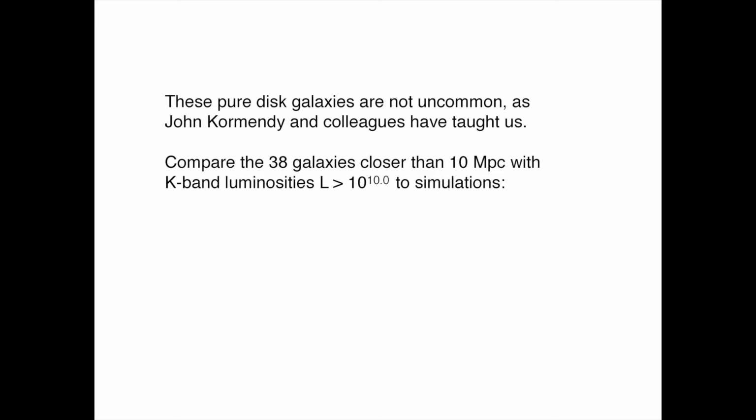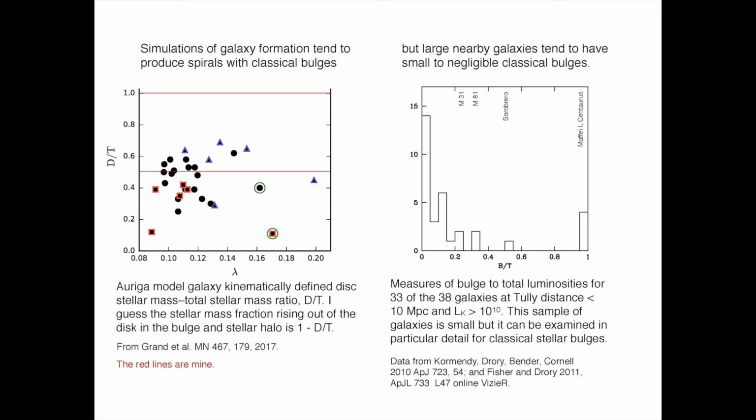So, I now ask you to compare these pure disk galaxies with simulations. On the left, simulations by Robbie Grand and colleagues. They're a couple of years old, but I don't think the situation is going to change that much. On the right, data. The data are from John Kormendy and colleagues, Drury, Bender, Cornell, and Fisher and Drury, showing the distribution of bulge light to total. How much in the bulge, how much total.